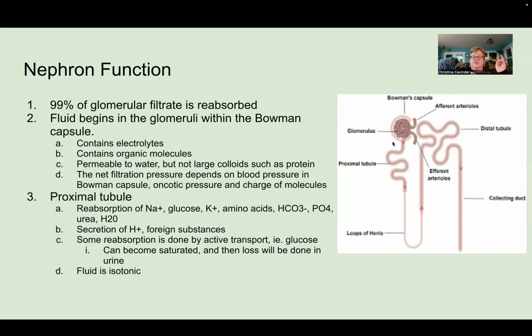The net filtration pressure depends on the blood pressure, how much fluid is coming in through the vessels that then goes into the Bowman capsule. So if you have a low blood pressure, it's a smaller amount. The oncotic pressure that changes how much water is moved is important, and also the charge of the molecules. And the pH of the blood also matters because that's when the hydrogen ion is either absorbed or removed.